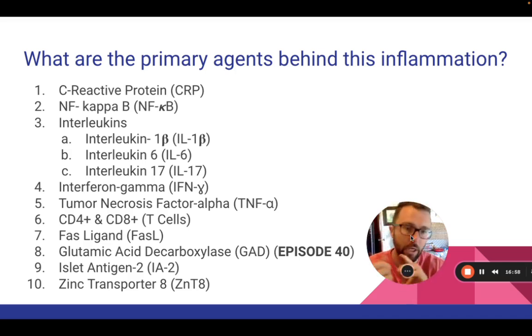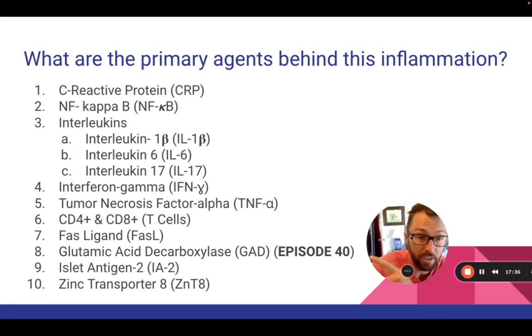We've got C-reactive protein, CRP, not to be confused with C-peptide, two totally different things. C-reactive protein. We've got NF-kappa B, the interleukins, interferon gamma, tumor necrosis factor, CD4 plus and CD8 plus. Those are T cells. T cells get used a lot in the narrative on type 1 diabetes because they are immune cells. Fas ligand, glutamic acid decarboxylase, or GAD, islet antigen 2, zinc transporter 8. Those last three are the autoantibodies for diabetes.